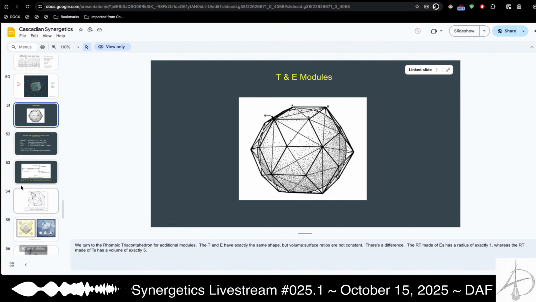Here, now going to more modules, the T and the E modules. The T and the E have exactly the same shape, but volume to surface ratios are not constant. So that's kind of interesting, and these are ways to peel off different modular shapes within and look at which shapes being accreted onto which shapes lead to which shapes transforming into each other.